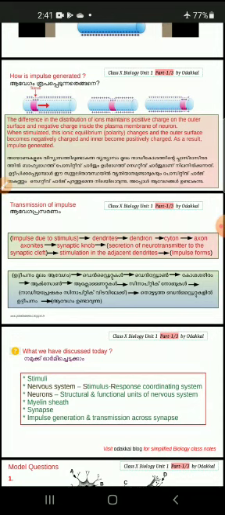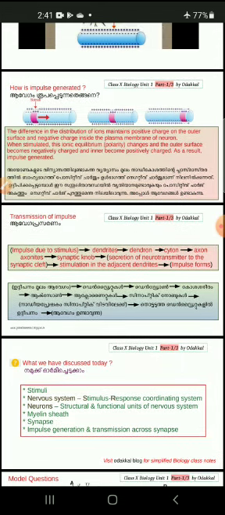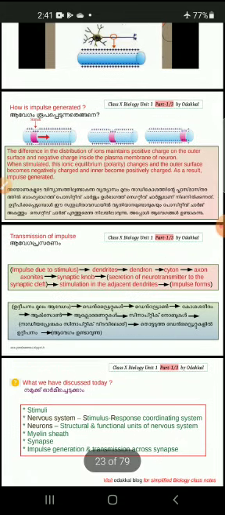First it reaches the dendrite, then the impulse will reach the dendron. After that it reaches the cyton, which passes through the axon, then axonite, then to the synaptic knob. So the impulse transmission along a neuron will be completed. If the question is like this, that is, explain the pathway of impulse transmission along a neuron, you have to write till the synaptic knob.